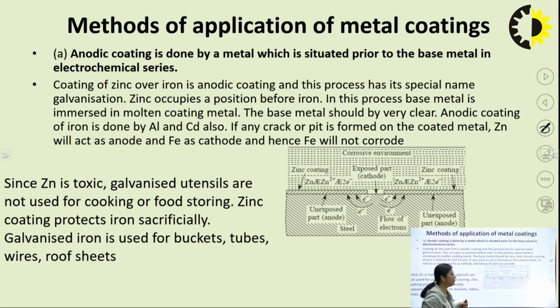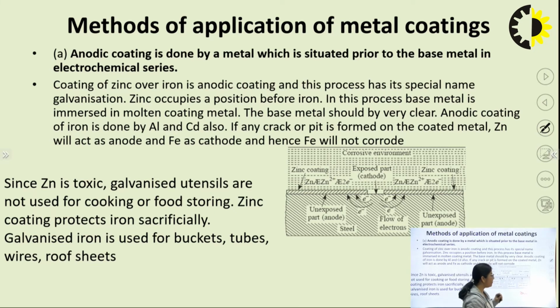For example, if this is the iron which is to be protected, so this is our base metal, and if I want to protect this base metal from getting corroded, then I am going to coat this metal with another metal, and here I am going to use zinc. And this is a very common method which is galvanization. So, coating of zinc over iron.